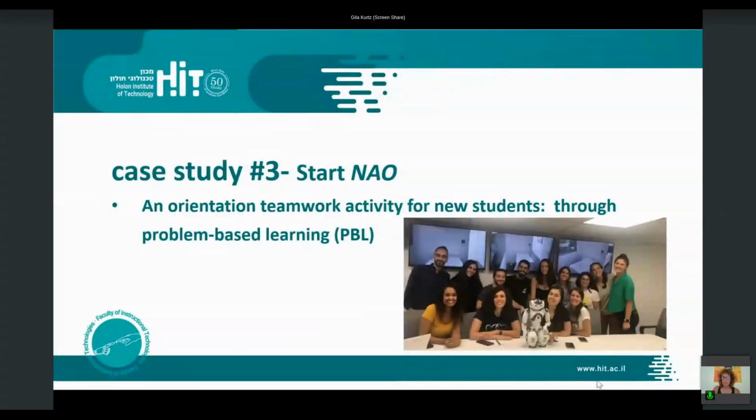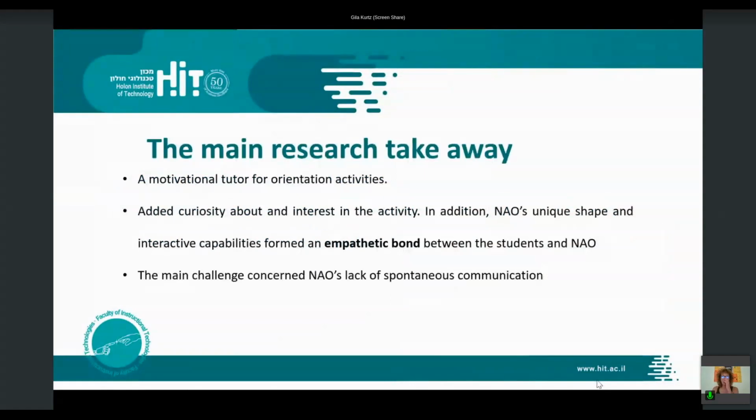So as I said, this was the third project. Again, we saw that the humanoid robot can be a motivational tutor, a source of curiosity, and what we found, an empathic bond. The fresh students said that they feel much easier talking to a robot than to a professor, for example. And again, the main challenge is the lack of spontaneous communication.